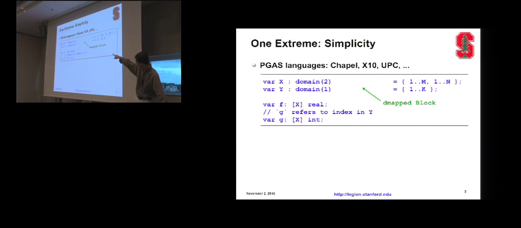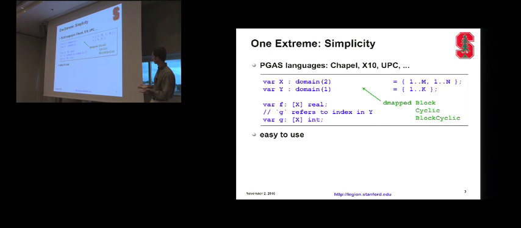I just drop in after domain, I can say dmapped block, which means chop it up into coarse blocks and distribute it around the machine. That's not too bad. I can do dmapped cyclic, which means round robin the elements over all the domains. I can have kind of an in-between thing, block cyclic, so make blocks of some size and then round robin those around the machine. And that's basically your choices.